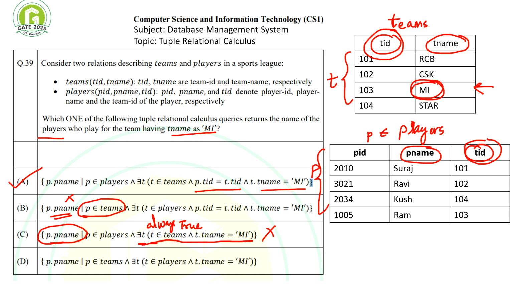So this is wrong. Option D, p.pname and p belongs to teams, is again incorrect because if p belongs to teams, then you can't say p.pname. There's no attribute named pname in teams. So the only way to get confused here was between option A and C. Option A is perfectly correct as it does your natural join, and option C is wrong because this is some kind of Cartesian product where this part is always true and it just gives the names of all the players. So the correct answer to this question is option A.